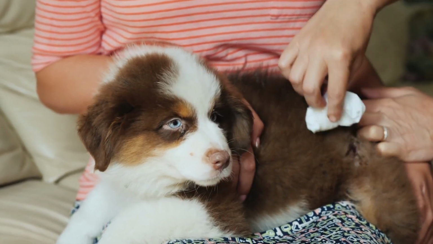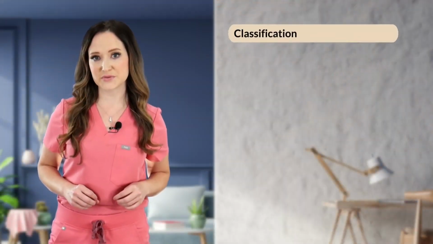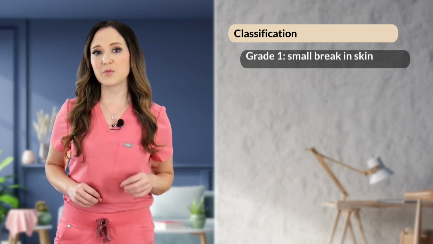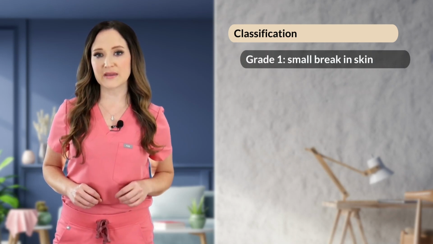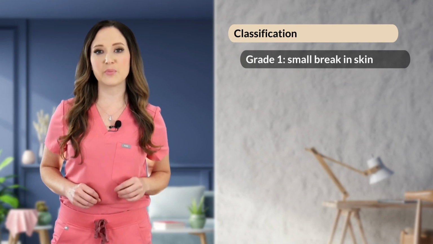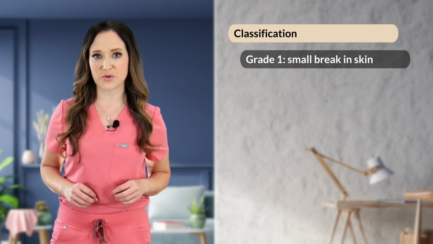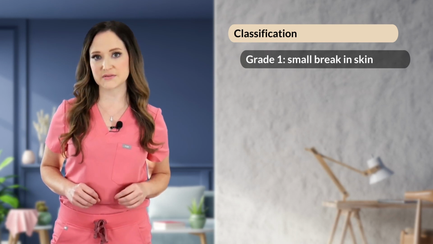If a wound is associated with a broken bone, this is called an open fracture, and these are classified as follows. Grade 1 means there's a small break in the skin, usually less than 1 centimeter, caused by the bone penetrating through inside to out, and the surrounding soft tissue has mild to moderate contusions.